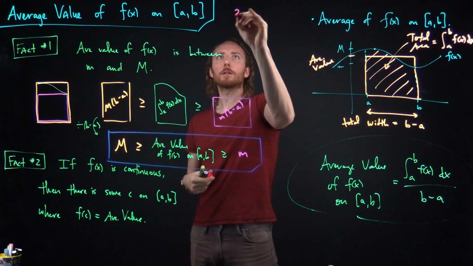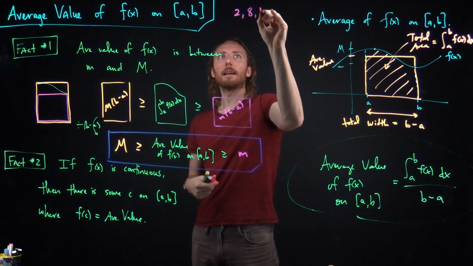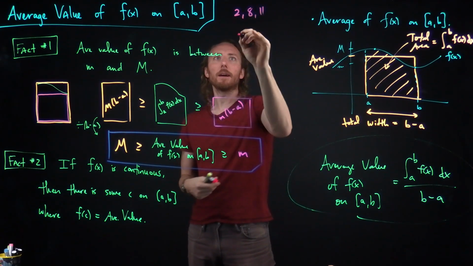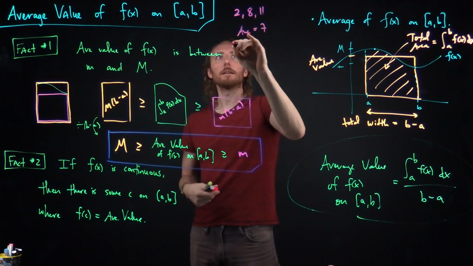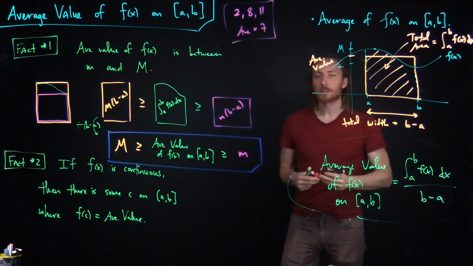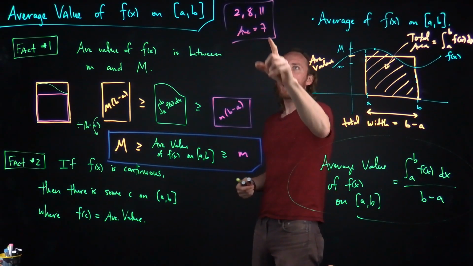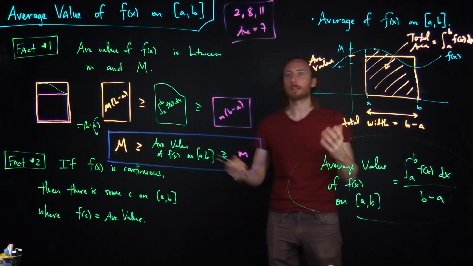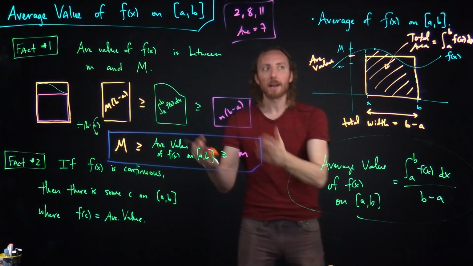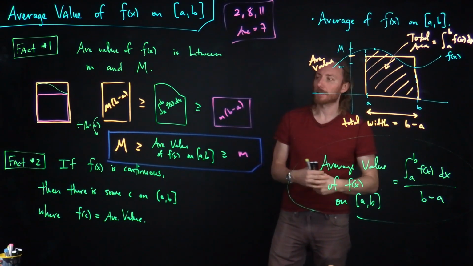We had that example to start with like 2, 8, and 11, and the average was 7, right? If I recall correctly from our initial example. And so, yeah, I mean, the average is between the minimum and the maximum. That's what you would expect average to do. And in fact, average value of a function abides by this exact same intuition.